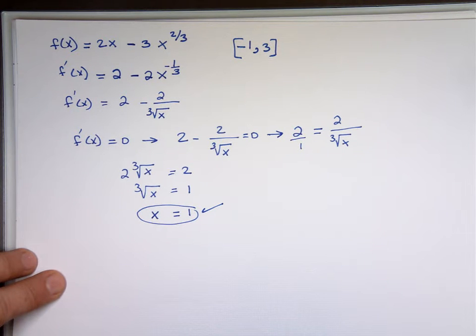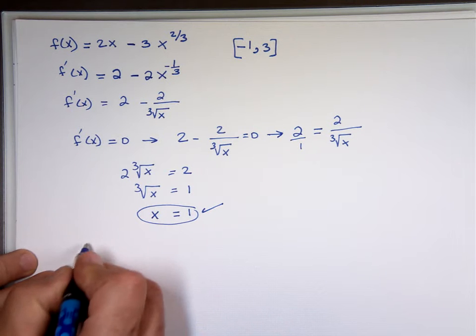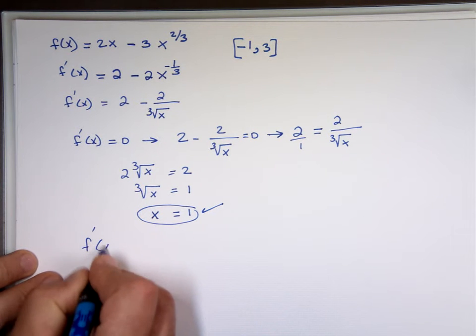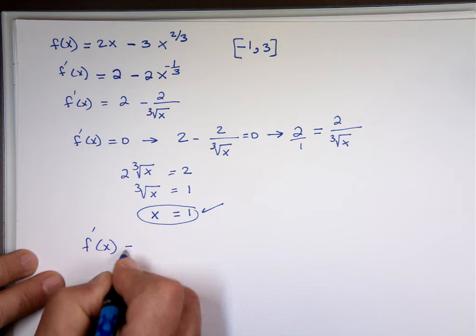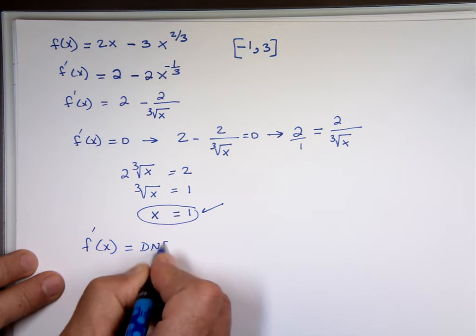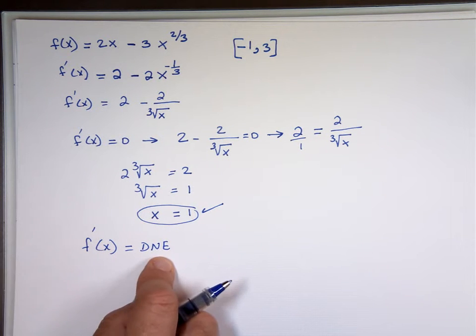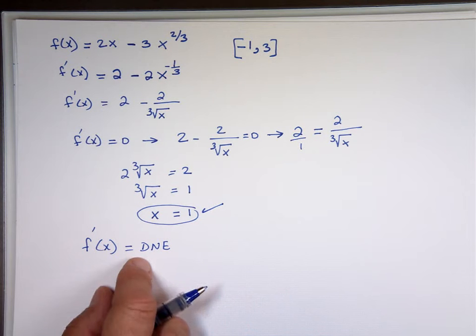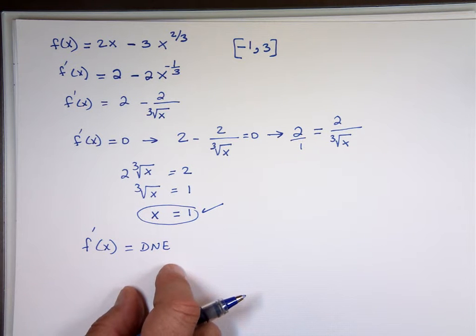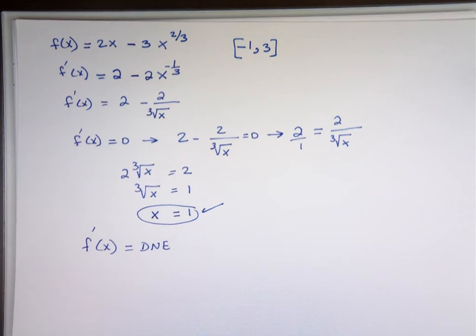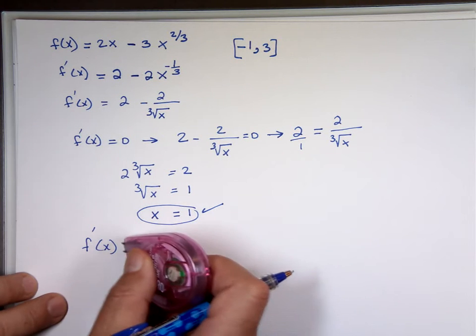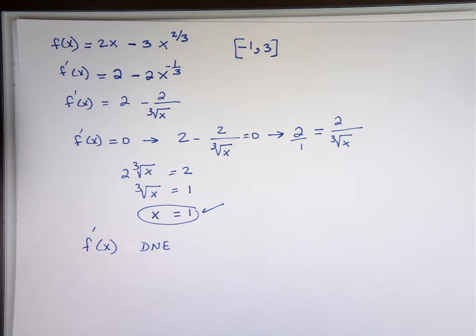But we're not done. I also need to find out where the derivative is undefined. I always have a hard time when I write this. The derivative equals does not exist. How can it equal something that doesn't exist? So after I write that, I don't like the equal sign, I always put D and E there. I just don't like the word equal next to it, or the symbol equal there.